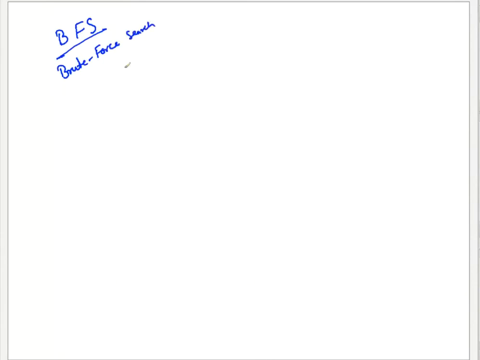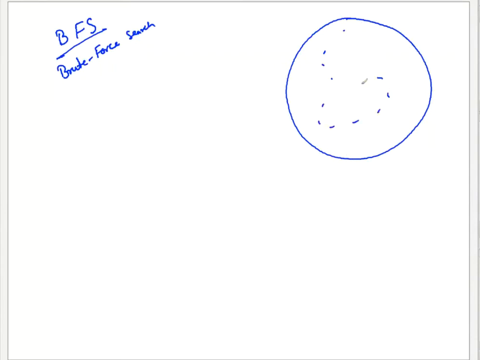What is a brute force search? Brute force search means that there is a space of possible solutions, and you're going to visit every single item one by one in that space and check whether this is a solution, whether this is a solution, and so on. Most of the time, the number of checks you have to do for a given problem is exponential in the size of the input that is given to you.